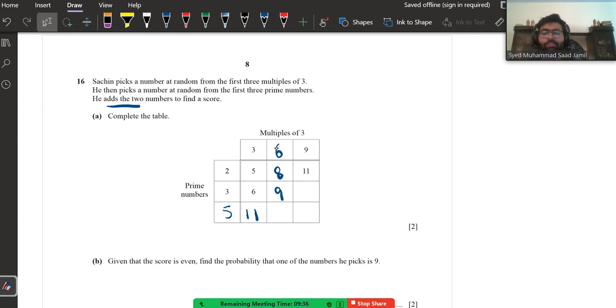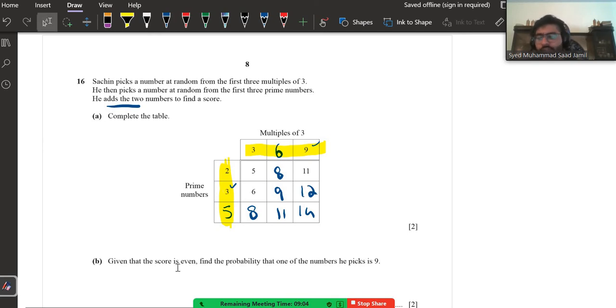5 plus 3, I again made a silly mistake. You have to add these numbers. I'm highlighting the numbers that you need to add as well. I've highlighted them. 5 plus 3 is 8. 5 plus 6 is 11. And 5 plus 9 is 14. 3 plus 9 is 10, 11, 12. Hence you have completed the table.